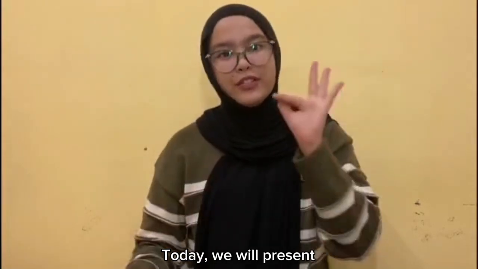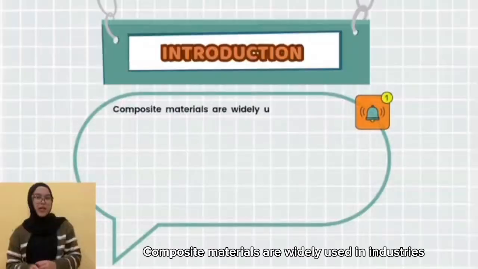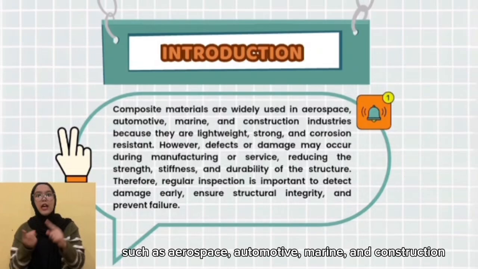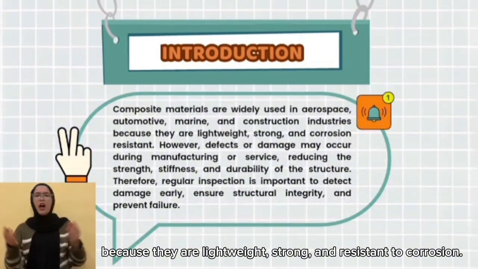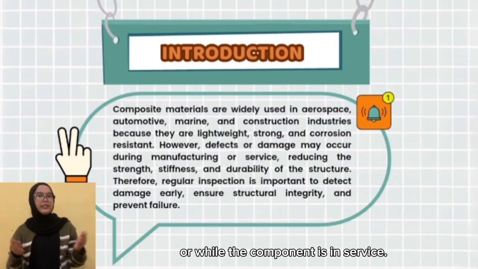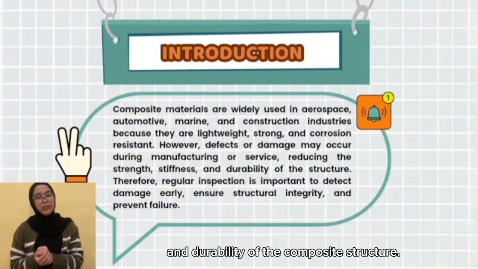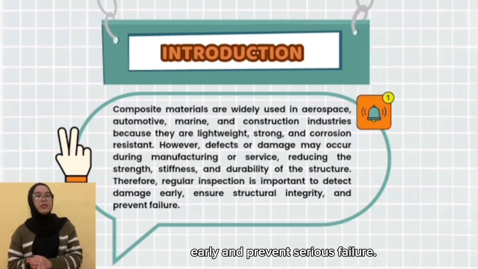Today, we will present 3 common defects in composite laminate and the inspection method used to detect them. Composite materials are widely used in industries such as aerospace, automotive, marine, and construction because they are lightweight, strong, and resistant to corrosion. However, defects can occur during manufacturing or while the component is in service. These defects can reduce the strength, stiffness, and durability of the composite structure. Therefore, inspection is important to detect damage early and prevent serious failure.